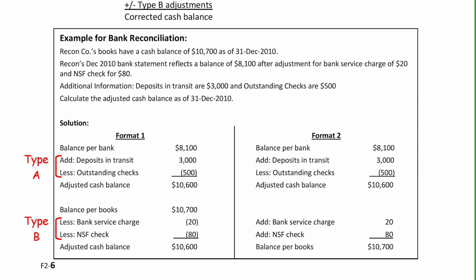Similarly, when we're looking at format 2, let's say we start with the balance per bank and we get to the adjusted cash balance first. So for these reconciling items, put a bracket and write type A. And then from the adjusted cash balance, we try to reconcile that to our balance per books. So now for these reconciling items, put a bracket and write type B.